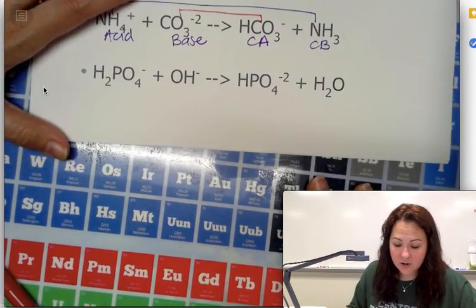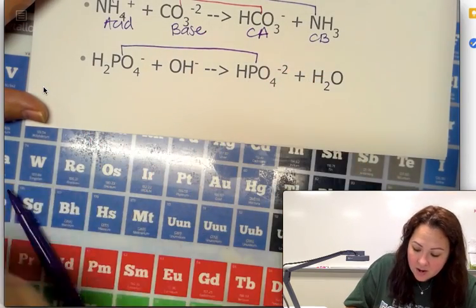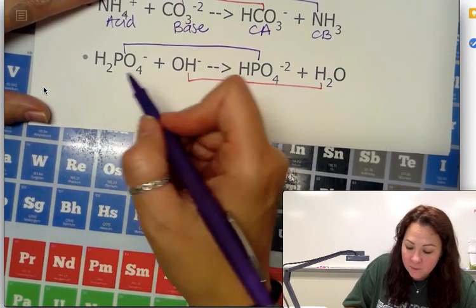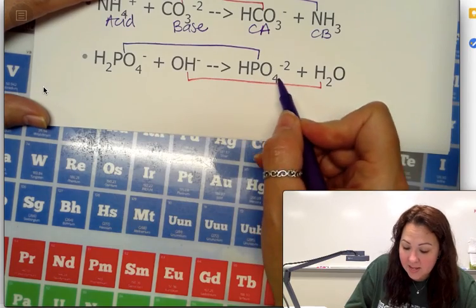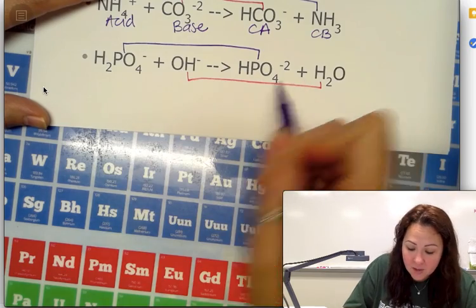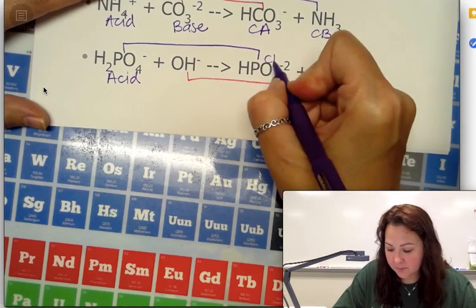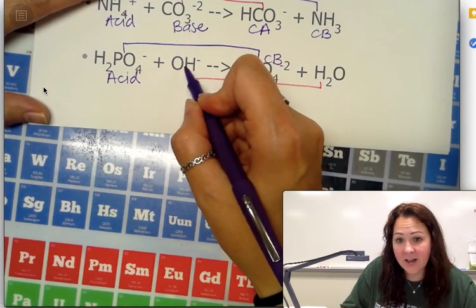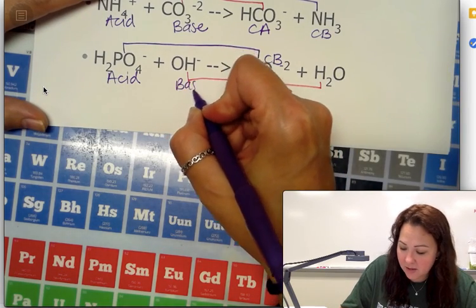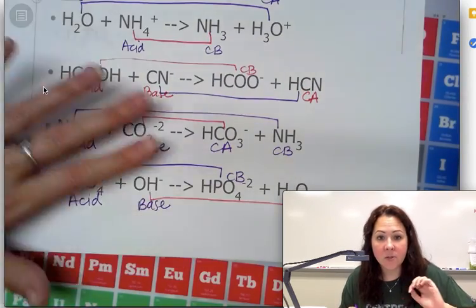And then the last one down here, H2PO4 looks very similar to HPO4 minus 2, and then OH looks very similar to H2O. H2PO4 versus HPO4: this one lost a hydrogen in my before picture versus my after. So acids are losers. That's my acid. Acids make conjugate bases. OH gains a hydrogen. So with OH gaining a hydrogen, this is my base. Bases make conjugate acids.